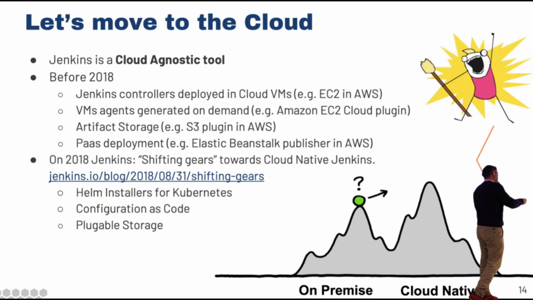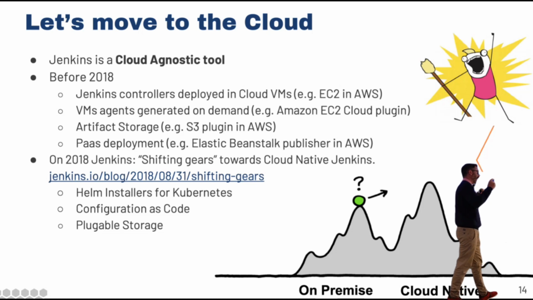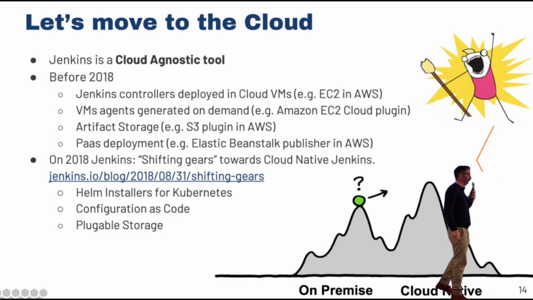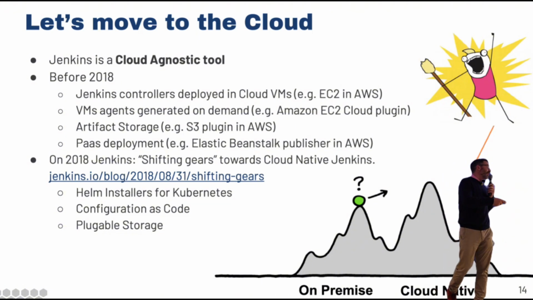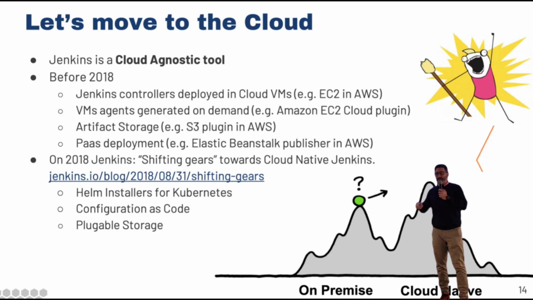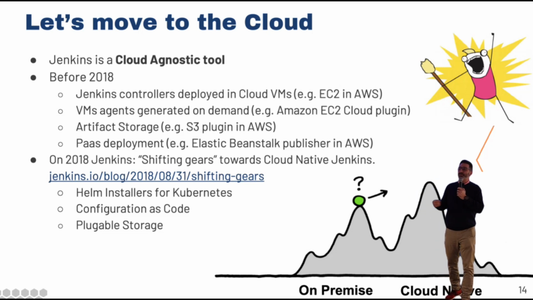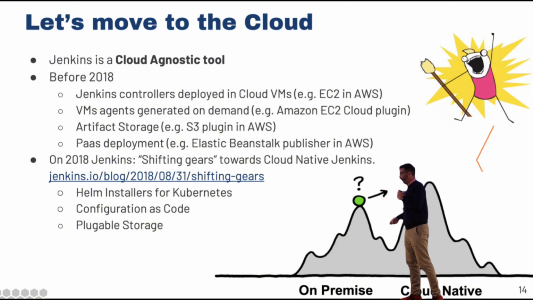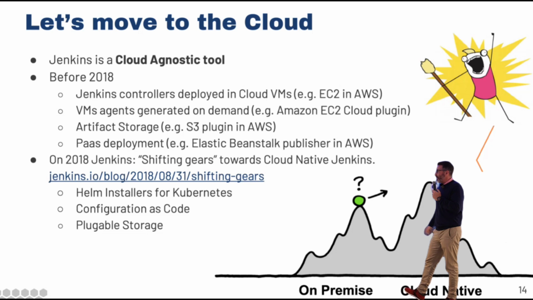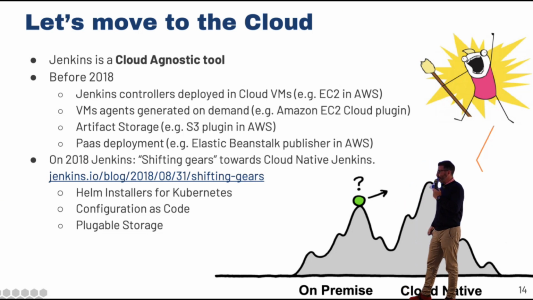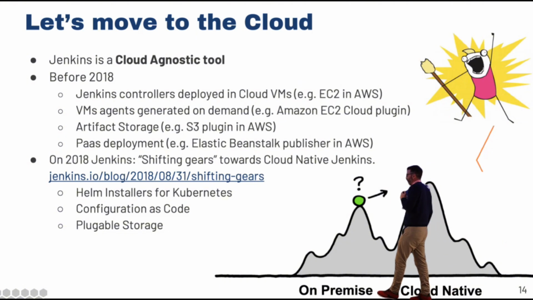So there were two movements: before 2018 and after 2018. Before 2018, Jenkins was able to deploy VMs. It was also able to spin up ephemeral controllers using the EC2 Cloud plugin. It was also able to save artifacts in AWS, and to integrate with PaaS.